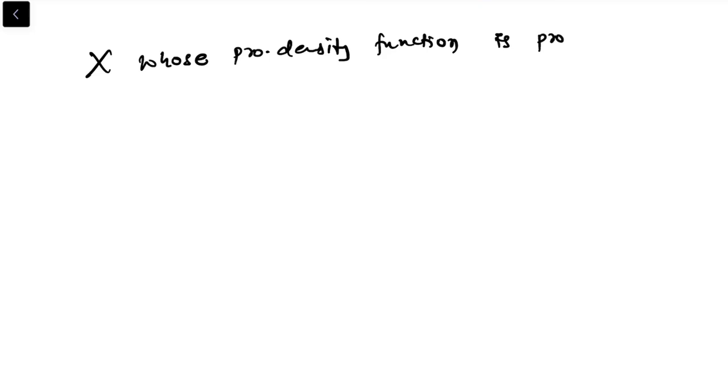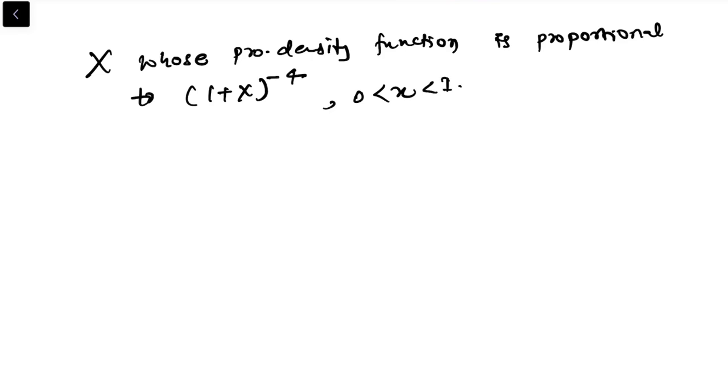So in this question, you are given a random variable x whose probability density function is proportional to (1 + x) to the power minus 4, and the range of x is from 0 to 1.